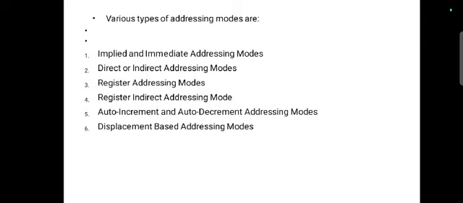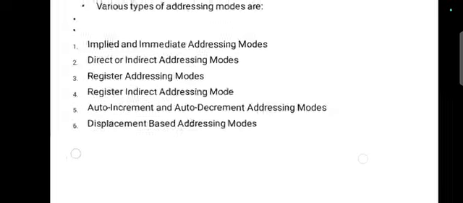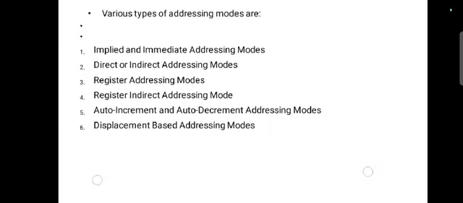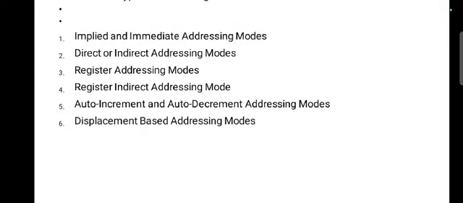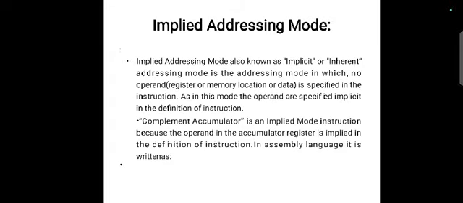The main and very often used addressing modes are register addressing mode, implied and immediate addressing modes, direct and indirect addressing modes, register indirect addressing mode, auto increment and auto decrement addressing mode, and displacement based addressing modes. These are the different types of addressing modes.